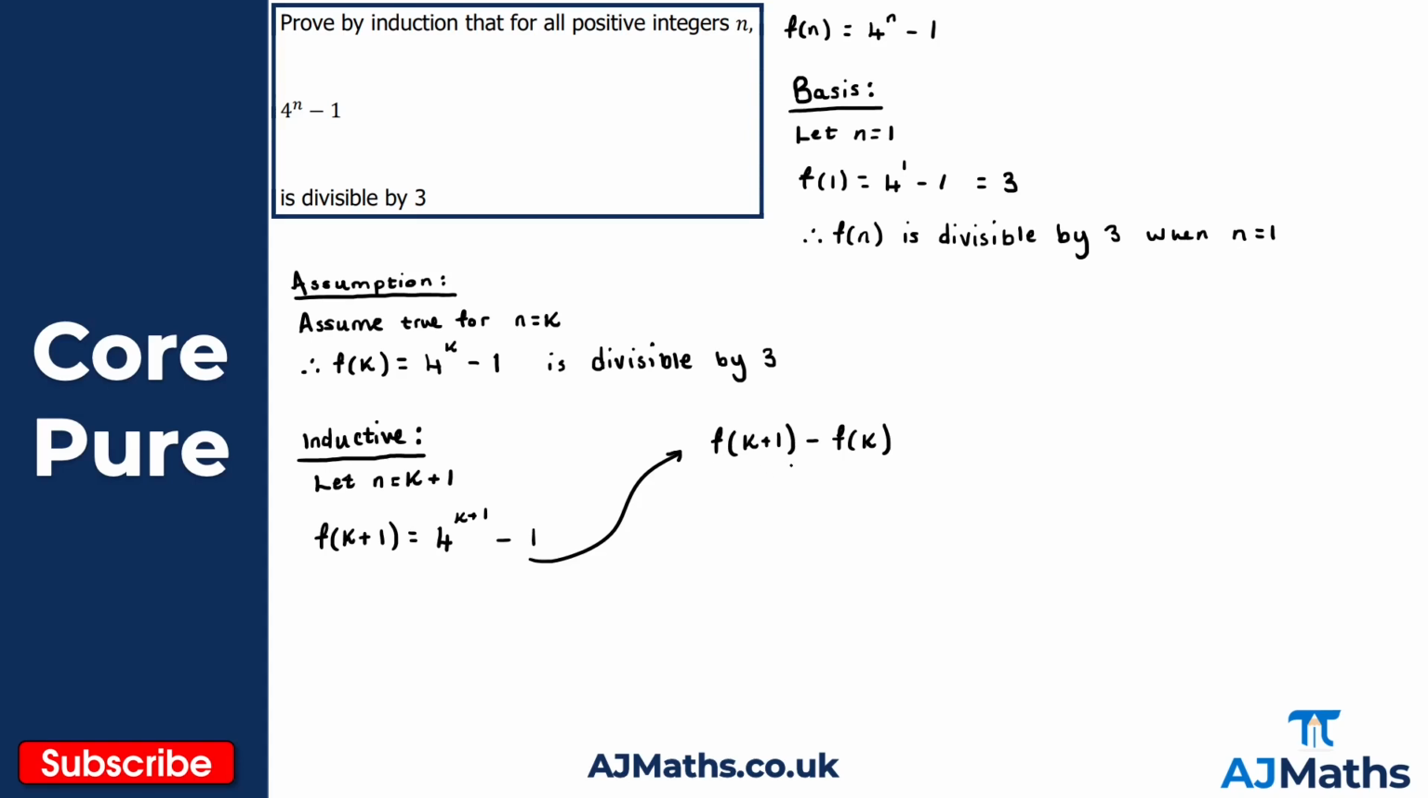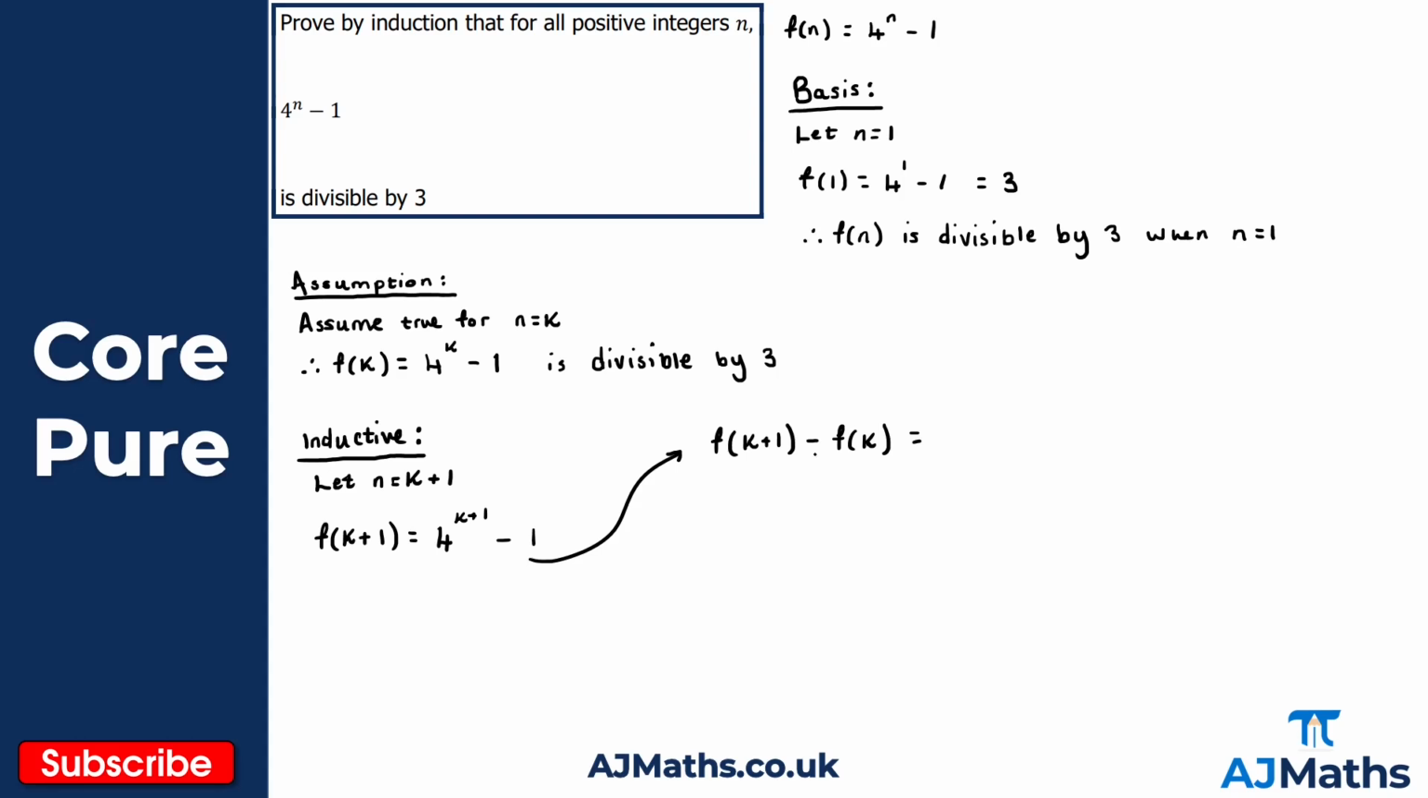So if I've got f of k plus 1, and I subtract f of k, which we know is divisible by 3, using the assumption step here, if my result here then is also divisible by 3, if I can show that that's divisible by 3, then what that would mean then is f of k plus 1 is also divisible by 3. Okay, so that's what we're looking to show now.